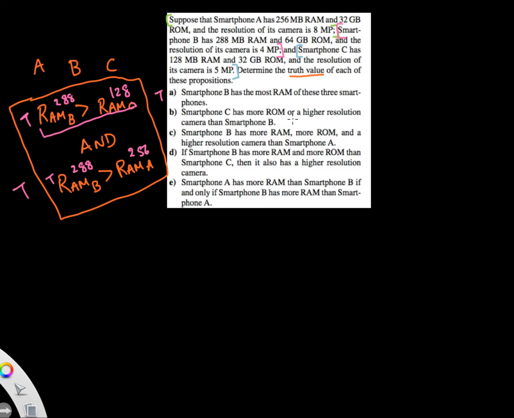Okay, let's look at part B here. Smartphone C has more ROM, inclusive or, a higher resolution camera than smartphone B. Now, the entire truth value for part B is going to be true when either one of them happens to be true, meaning if smartphone C has more ROM than smartphone B, and this happens to be true, then the entire truth value for part B will also be true, because I'm looking at my OR, the disjunction operator.